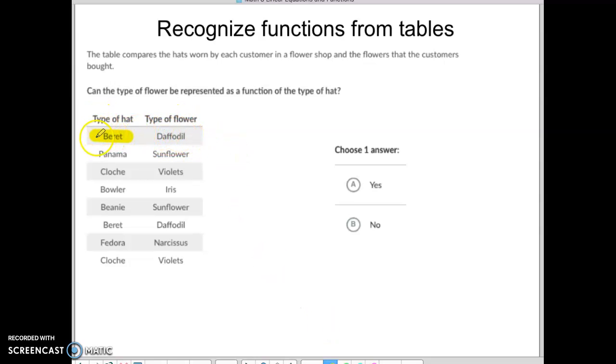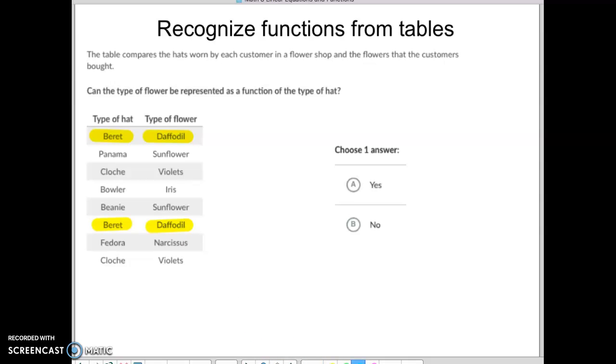So if I have a type of hat as a beret, then that means I get a daffodil out of that, okay? Let's see, are there any more berets on here? Oh, there's another one here. If I have a beret for an input, I should get a daffodil, and I do get a daffodil for an output. So far, this is a function, okay?